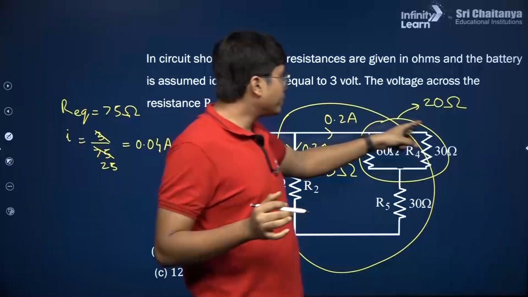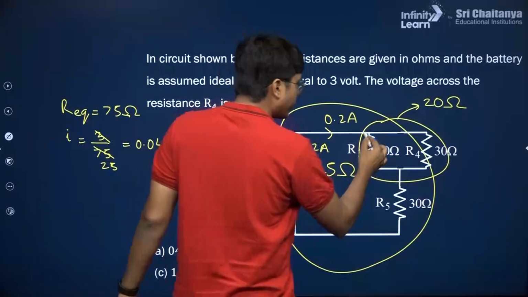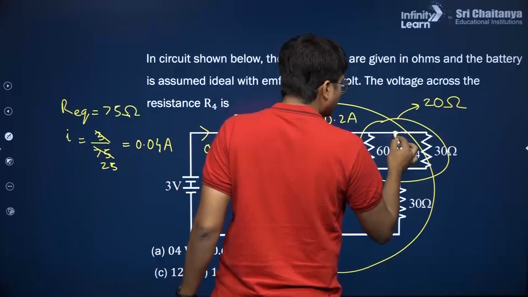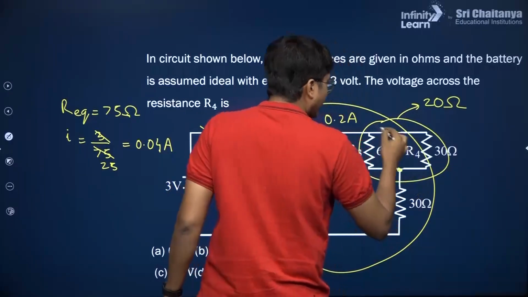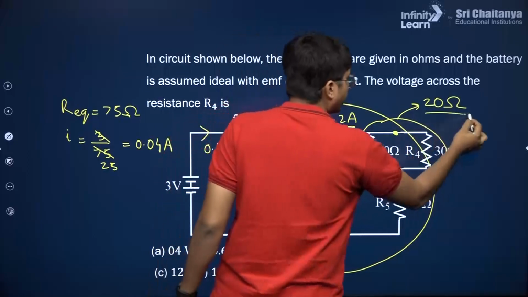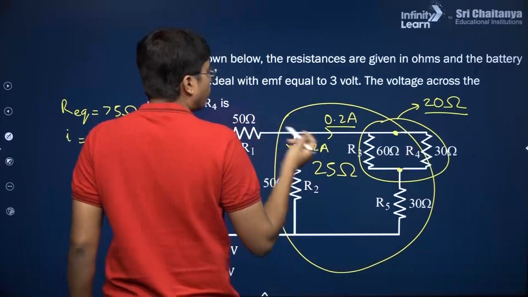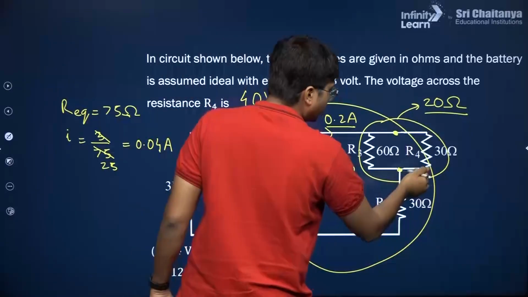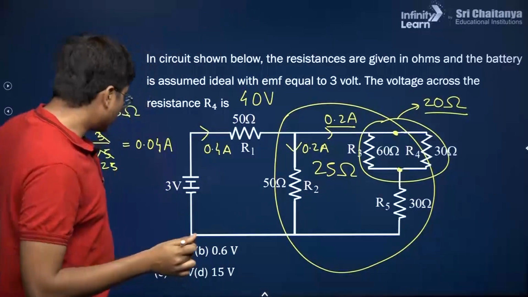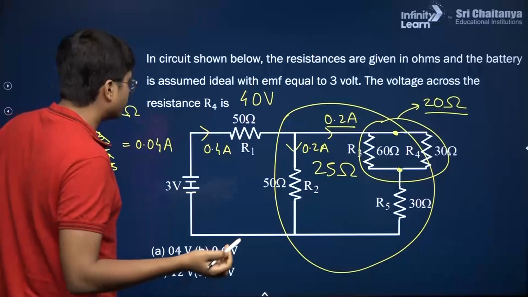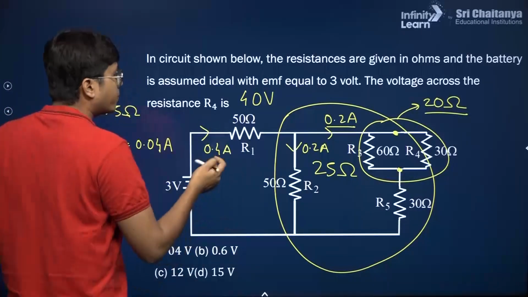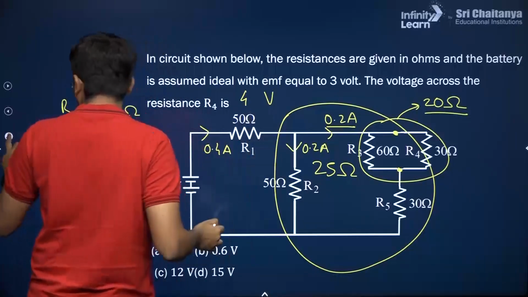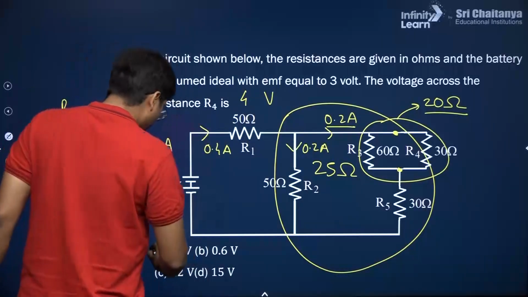So 0.02 amperes comes in here. What is the equivalent of this part? The equivalent of this was 20 ohm. So the potential difference across these terminals is going to be 0.02 into 20 ohms, that is equal to 0.4 volts, and that itself is going to be the potential difference across R4. So our answer is 40 volts over here. My bad, it's going to be 4 volts. It's 0.2 into 20, so it's going to be 4 volts. Our correct option is option A.